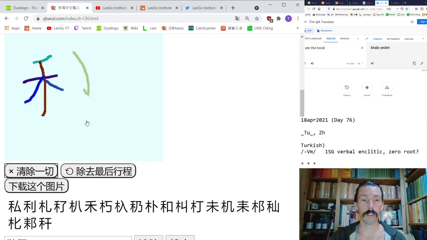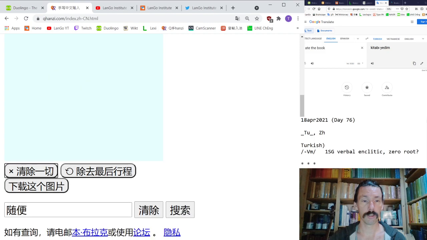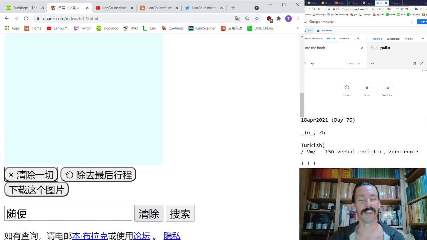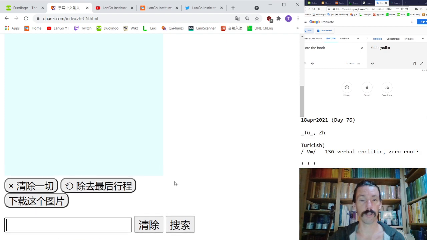Okay, and to write it, so clear all this. So the left stroke deletes all, the one on the right with the circle arrow undoes your last stroke. So back button. Oh, download this image, I guess. Alright, let's clear that. Okay, here it's clear on the left and then look up, search on the right.